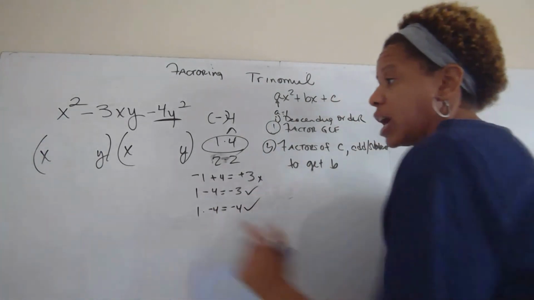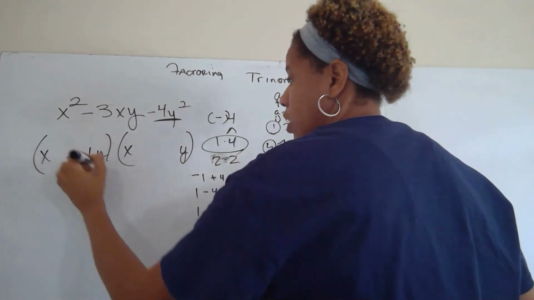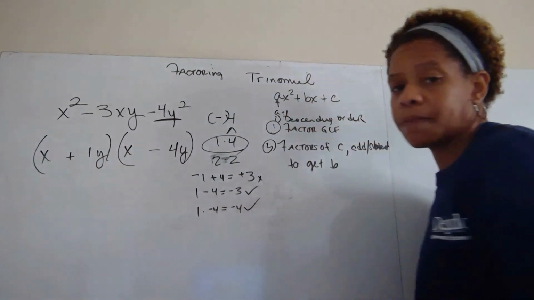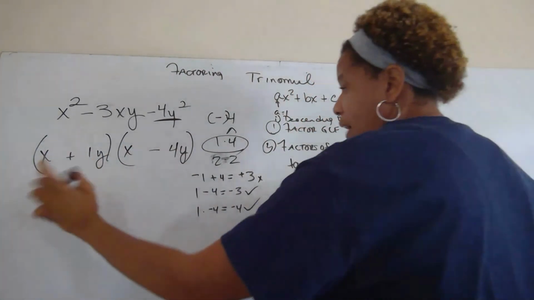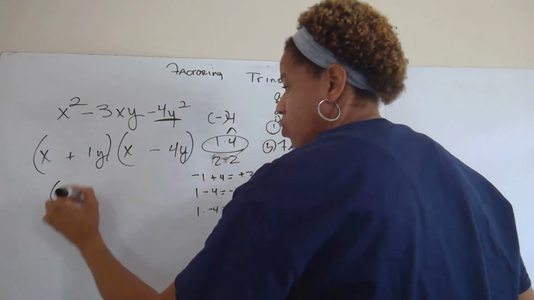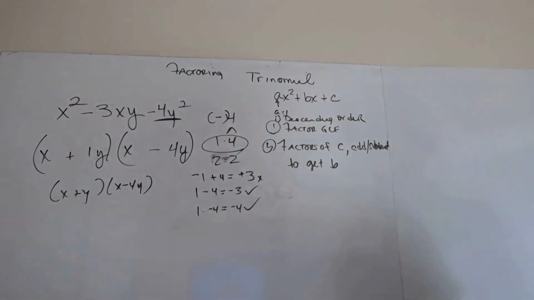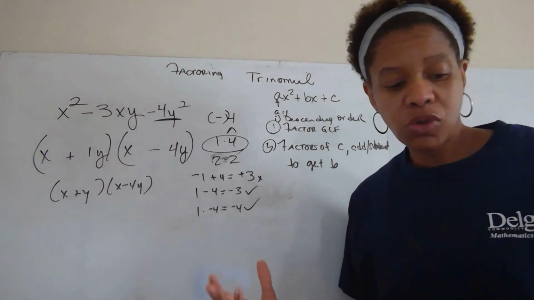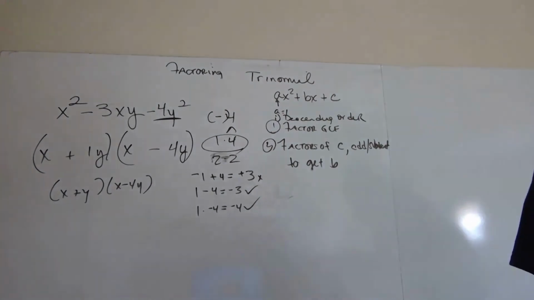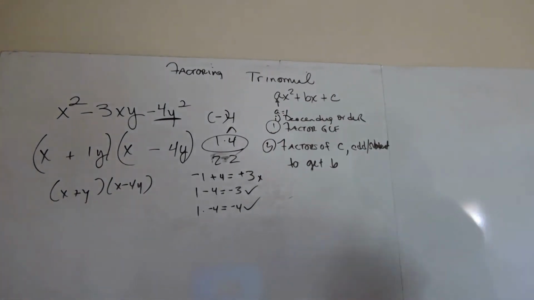So I have a double check, which means I'm putting in a +1 and a -4. Okay? And you don't have to have the 1. You could have x plus y times x minus 4y, right? Either one is correct. So that's factoring trinomials when your a is 1.